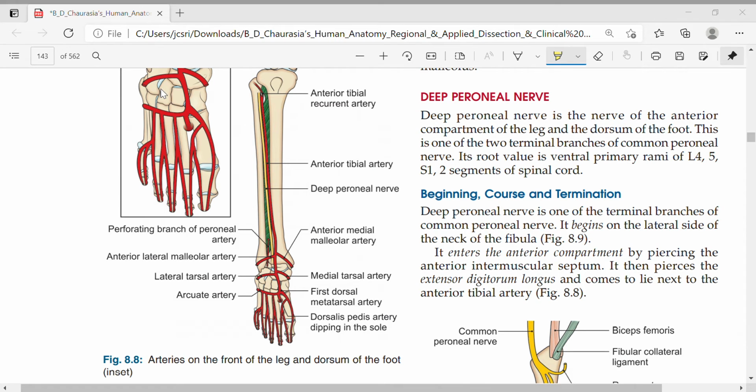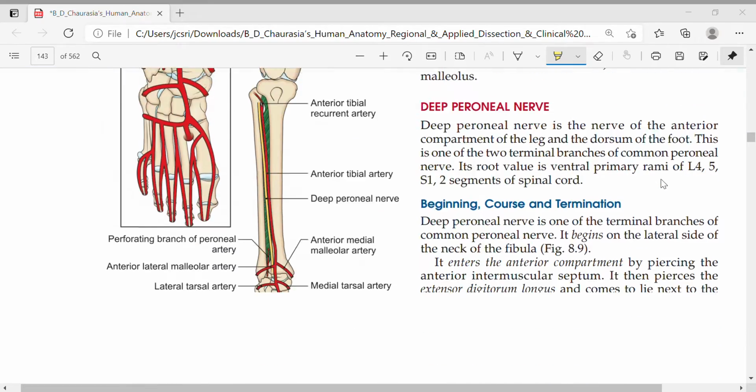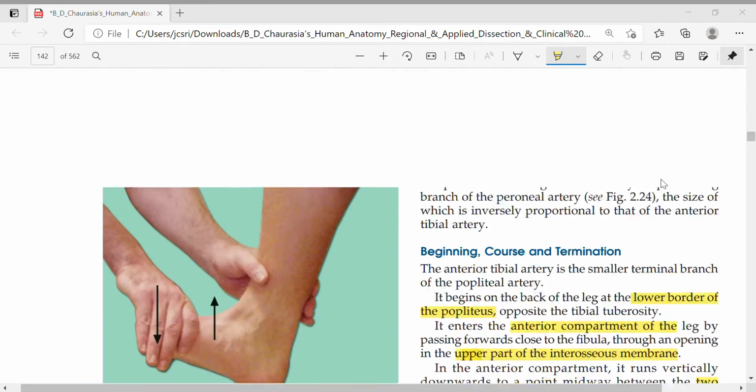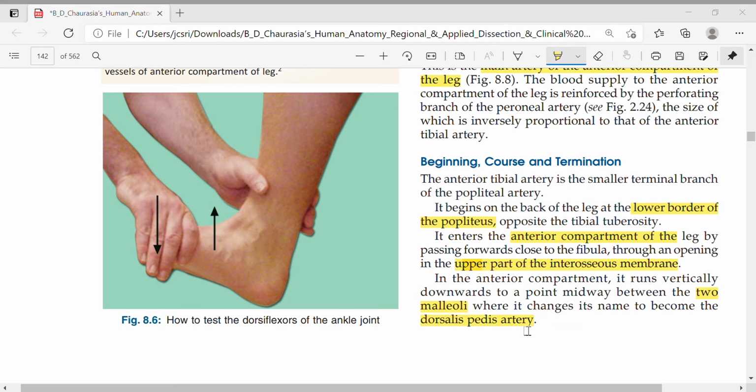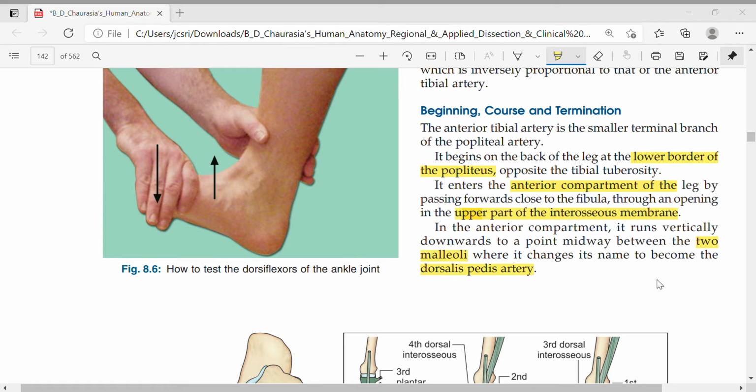And the branches: you have anterior tibial recurrent, posterior tibial recurrent, muscular branches to all the muscles, the medial malleolar and lateral malleolar. So here you have the word malleolar, right? Between the two malleolar: medial malleolar, lateral malleolar, and anastomosing with the posterior tibial. So medial malleolar anastomosing and lateral malleolar anastomosing will occur.